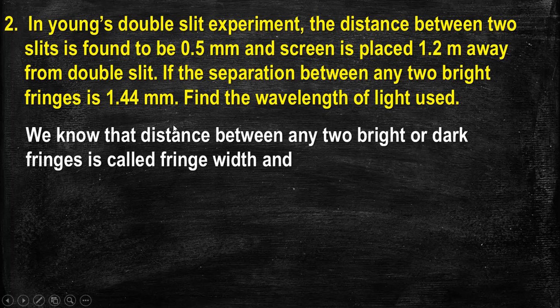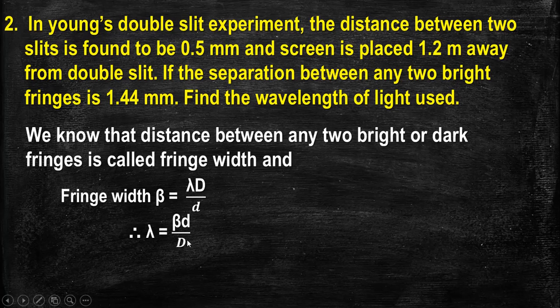Recall the definition. The distance between any two bright fringes or dark fringes is called fringe width. And according to the formula, fringe width beta is equal to lambda D by small d, where lambda is wavelength of light used, capital D is distance between screen and slit, and small d is distance between two slits, separation of two slits. Then you have to solve this equation for lambda. Therefore lambda equal to beta d upon capital D.